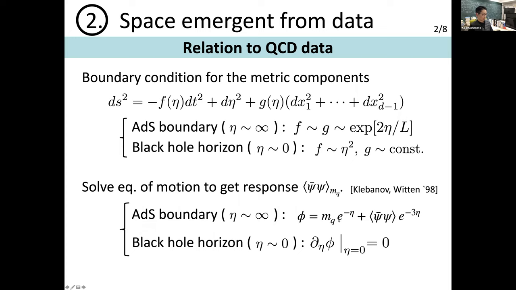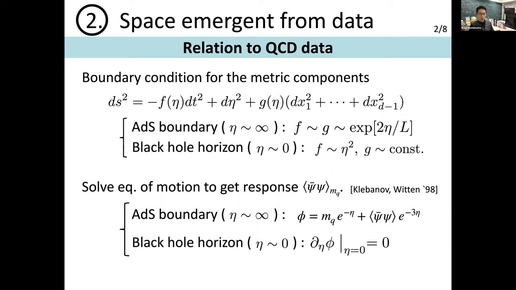On the other hand, at the black hole horizon, you need to impose an ingoing boundary condition. And that, for our static case, corresponds to the phi derivative being equal to zero at the horizon. So this is the dictionary and the consistency condition for the scalar field. So please keep these conditions in mind and let's proceed.